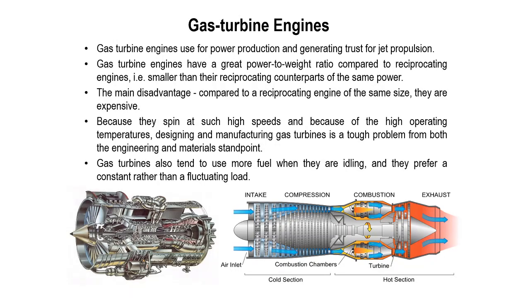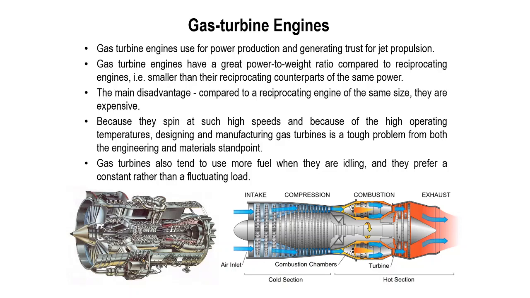Okay, gas turbine. Basically a gas turbine engine is used for power production and to generate thrust for jet propulsion. Basically this engine is also used by the jet aeroplane. The gas turbine has a great power to weight ratio compared to a reciprocating engine. Basically, it is much smaller than the reciprocating engine and produces more power. Okay, so the main disadvantage is that compared to a reciprocating engine of the same size, they are very expensive.